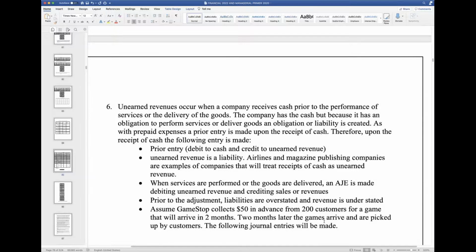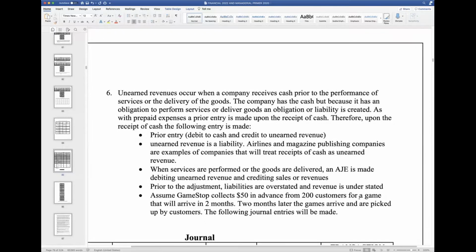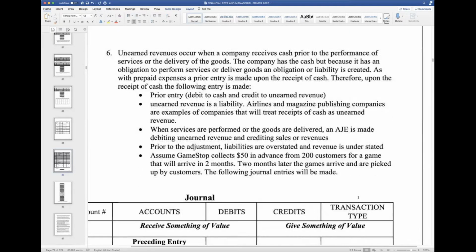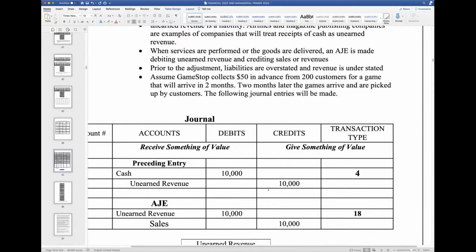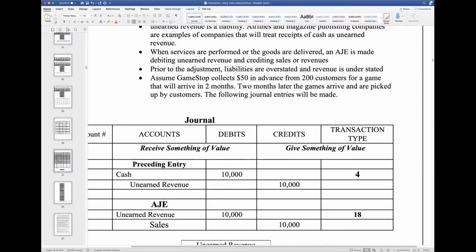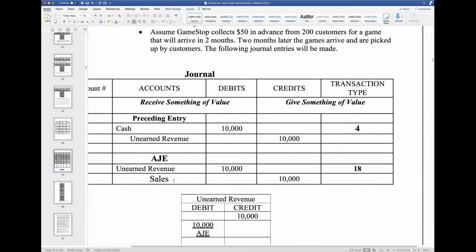So assume GameStop collects $50 in advance from 200 customers for a game that will arrive in 2 months. 2 months later, the games arrive and are picked up by customers. So 200 customers, $50 each, we debit cash and credit unearned revenue, a type 4 transaction. This is a liability. When the customers pick up the game, then we transfer unearned revenue to sales. But that transfer is not made until then.